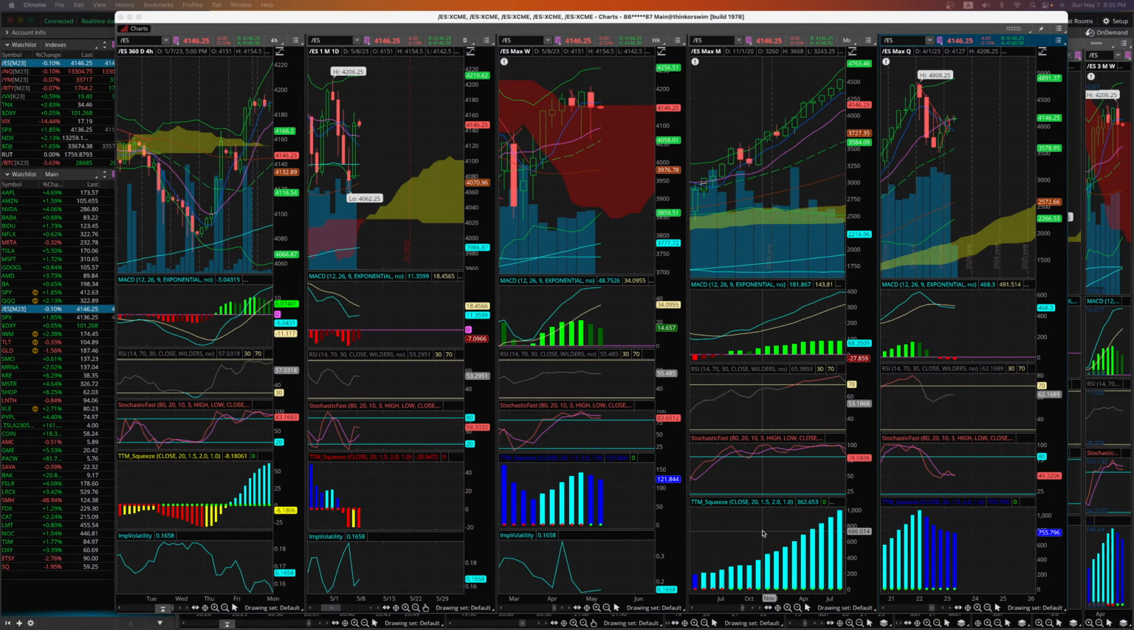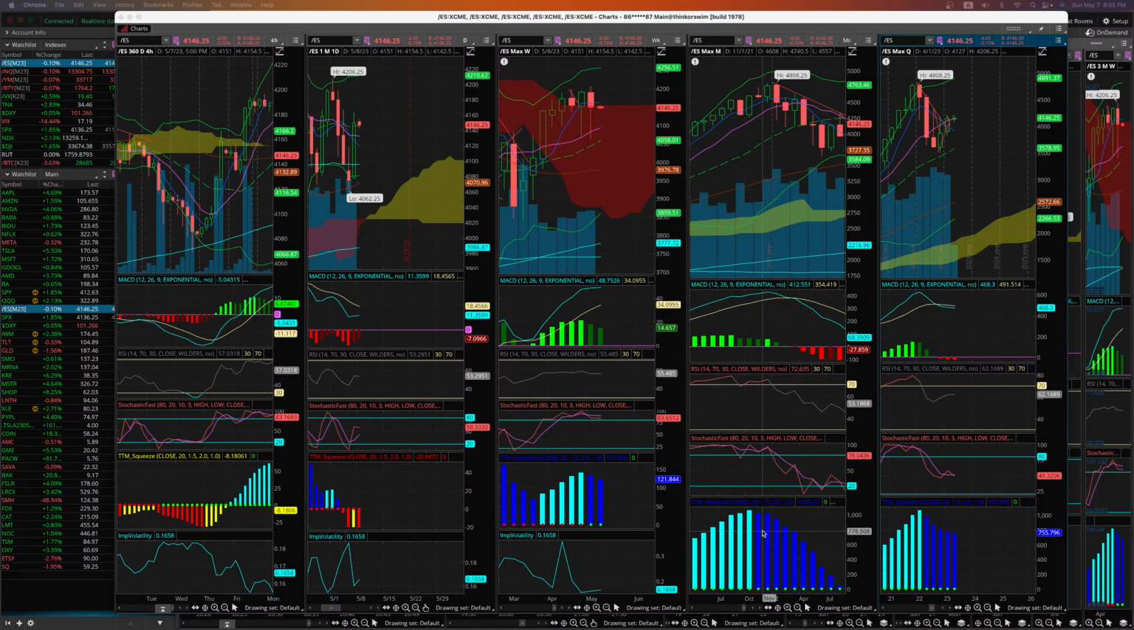And then we have TTM squeeze. TTM squeeze is very simple. I don't pay too much attention to the dots, but you can use those too.